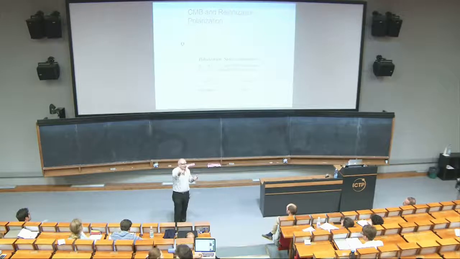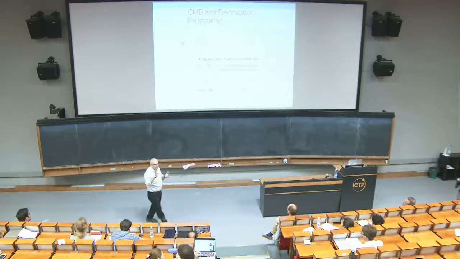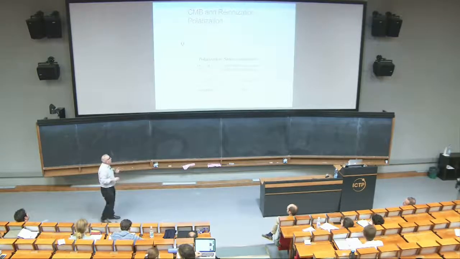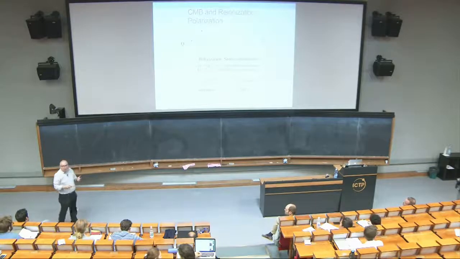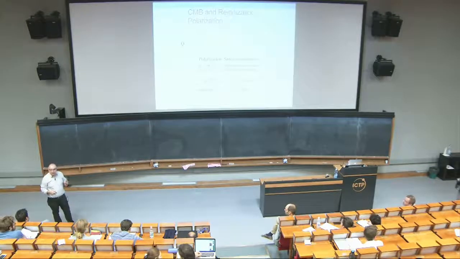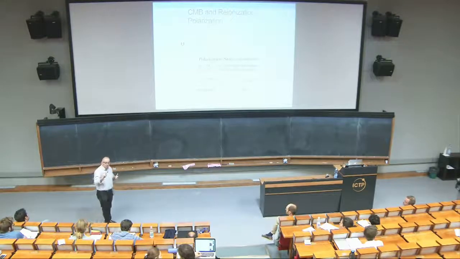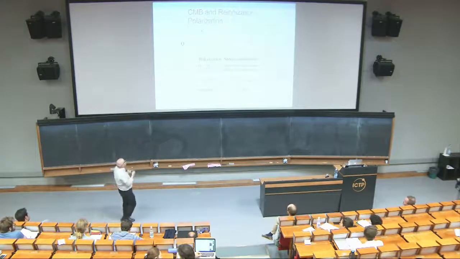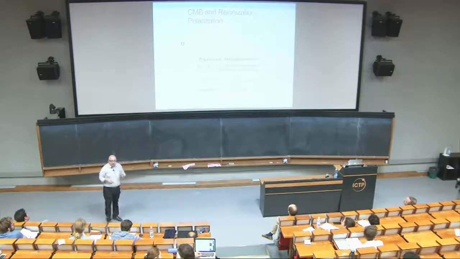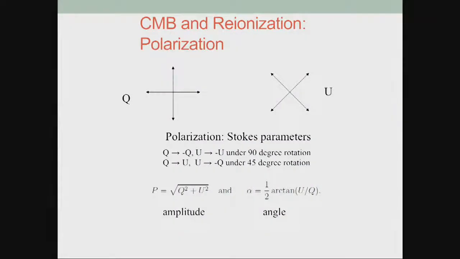Circular polarization we will neglect here. It's not important. It happens in certain circumstances, but mostly we'll neglect it. When people talk about polarization in the CMB, actually they don't measure the circular polarization. There's nothing that measures it. They only measure linear polarization, which means Q and U. And Q and U have different symmetries.